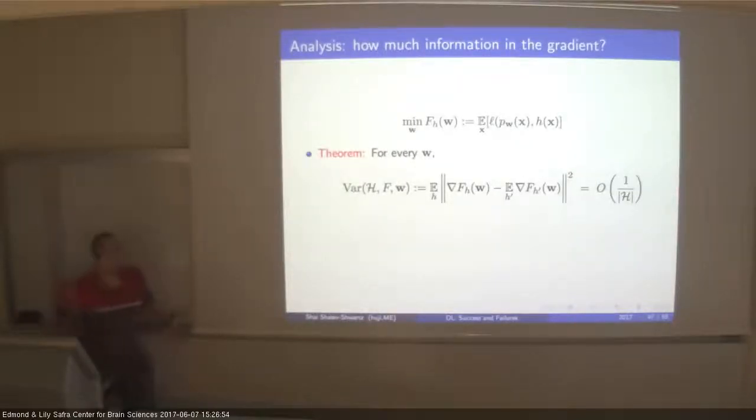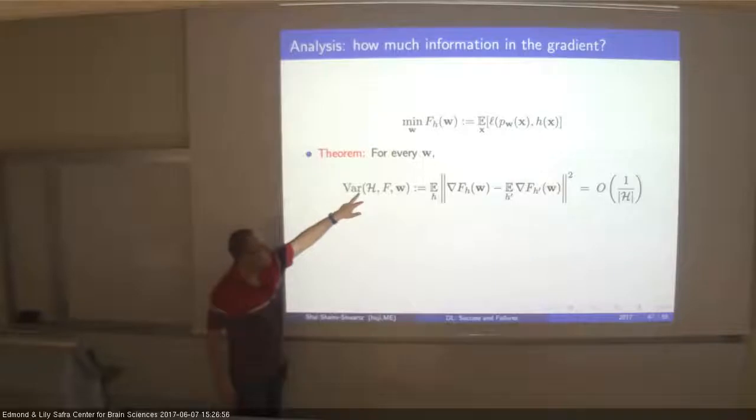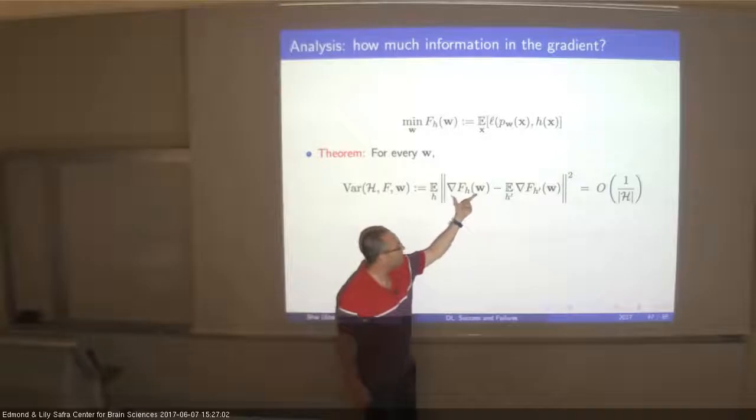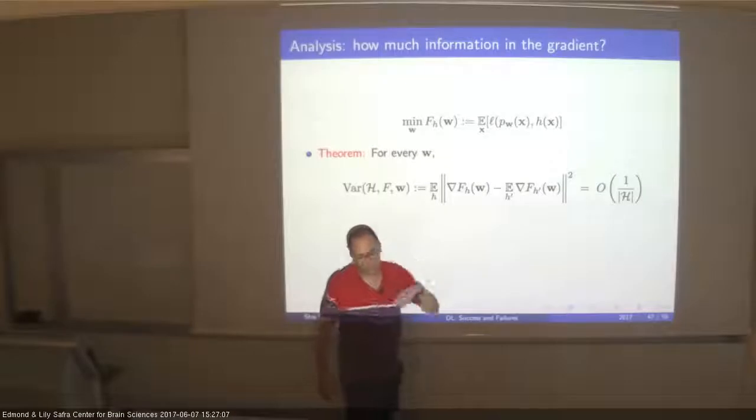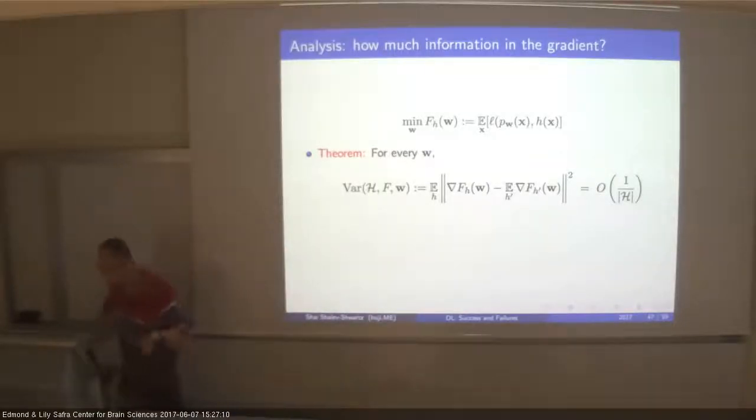And the way to analyze is to look at the variance. If I randomly take a target function from the class, I can compare the actual gradient to the average gradient with respect to the class. And the theorem tells that this goes to zero with 1/ the size of the class. What does it mean? It means that if you have an exponentially large class, then the information on the individual function goes to zero. So the gradient can be non-zero, but the information on the individual target is very, very small.